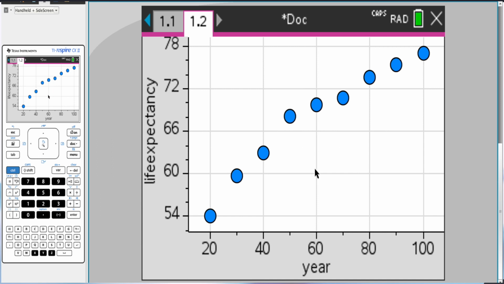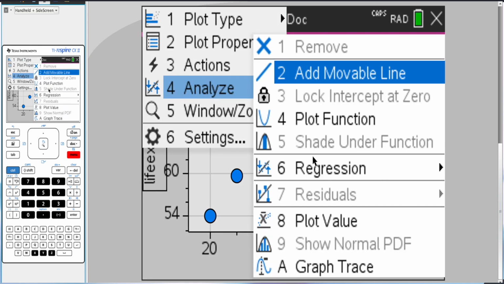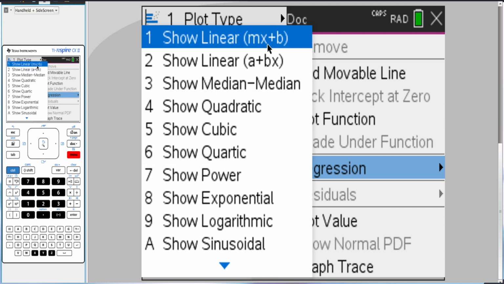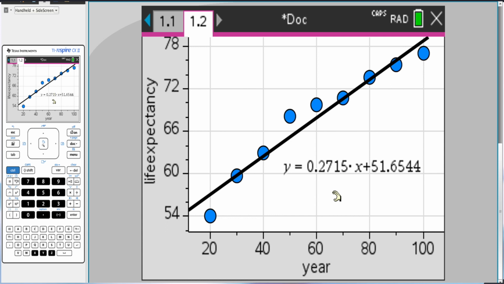If I'm on my scatter plot, I would hit Menu, and now I can go down to Analyze. What I want to do is a regression model, and now my first 2 are linear mx plus b or a plus bx. We're going to stick with mx plus b for now, although many statisticians use a plus bx. We'll talk about that in class. When I type that in, I get 0.2715x plus 51.65. So that means my y-intercept, my life expectancy in year 0, so 1900, would be 51.65 years. And each year, we increase life expectancy by about 0.27 years. Pretty interesting. Now, it doesn't give me my r value.